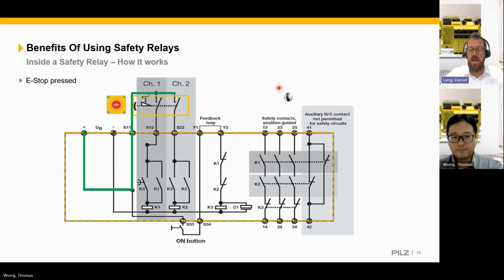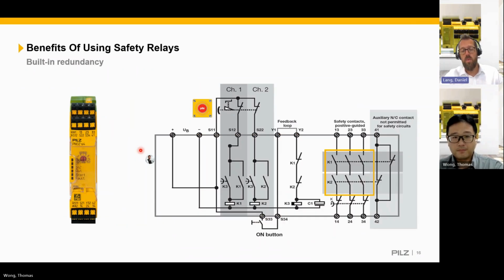Now, if the danger zone is free again and everything is fine, then you release the e-stop, the input channel is active in this case, and we are right at the beginning. We have to push start or restart, so that over the feedback loop K3 becomes active, and everything starts again.